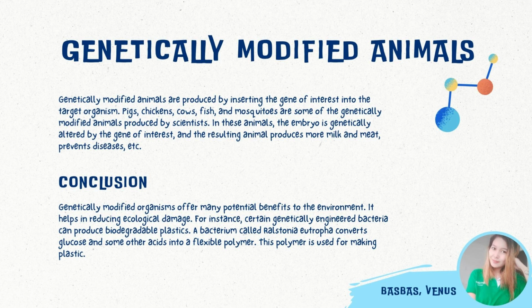Conclusion: genetically modified organisms offer many potential benefits for the environment. They help reduce ecological damage. For instance, certain genetically engineered bacteria can produce biodegradable plastics. A bacterium called Ralstonia eutropha converts glucose and some other acids into a flexible polymer. This polymer is used for making plastics.